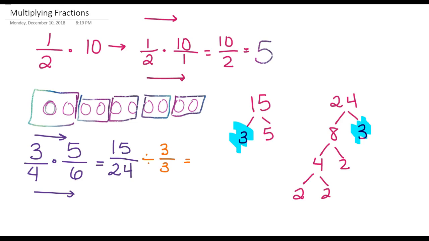So 15 divided by 3 is 5. 24 divided by 3 is 8. And this is our simplified answer, which is what we need for these.